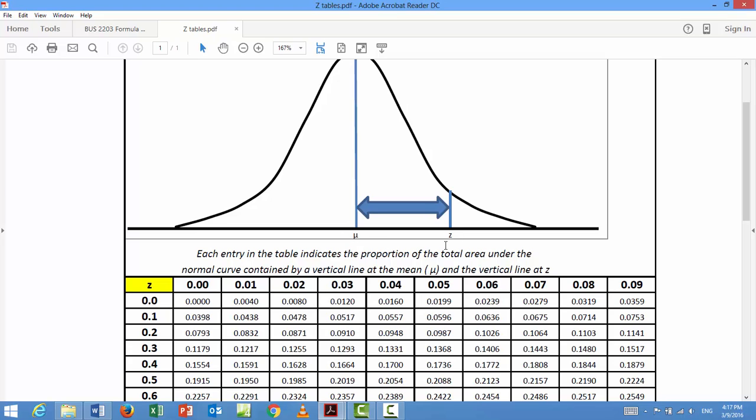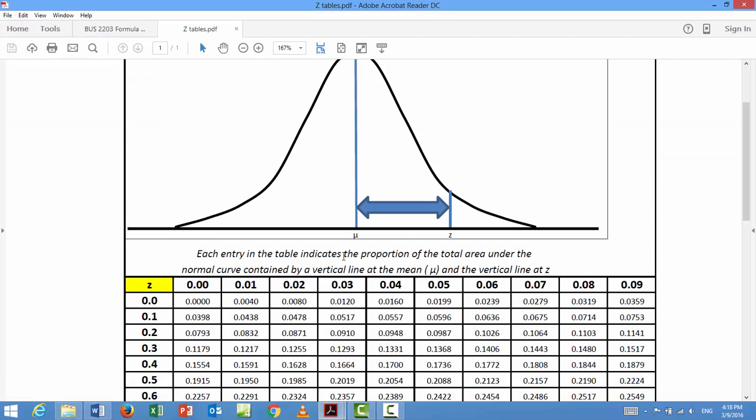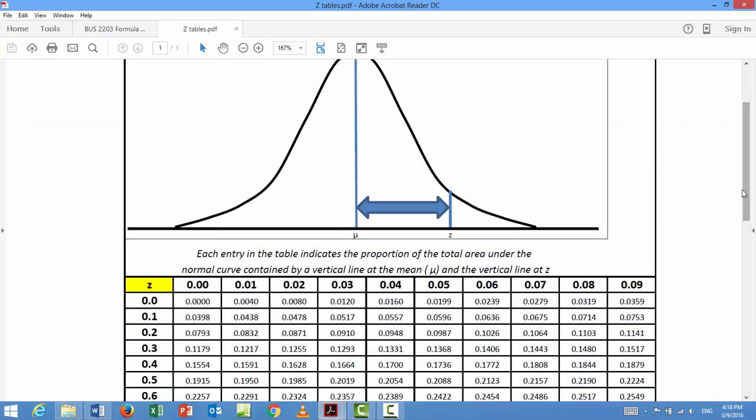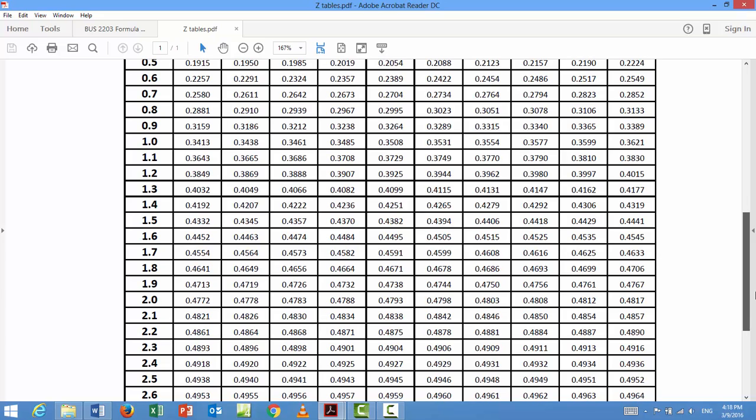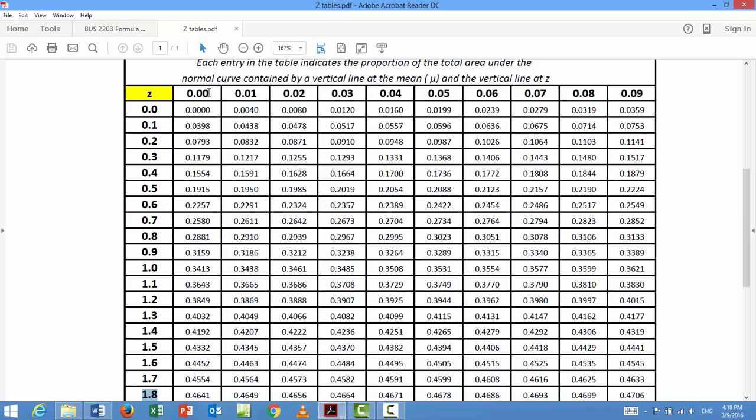If you have a z-score and you look it up, let's say, for example, we have a z-score of 1.89. To find the area between z equals 0 and z equals 1.89, we look on our z-table. Now we should know that mu is always 0 in the standard normal, isn't it? So the area between z equals 0, aka the mean, and z equals 1.89: down the left-hand column, we're going to find 1.8. Here's 1.8, and then we want 1.89. Up here is where we find the digit in the hundredths place.